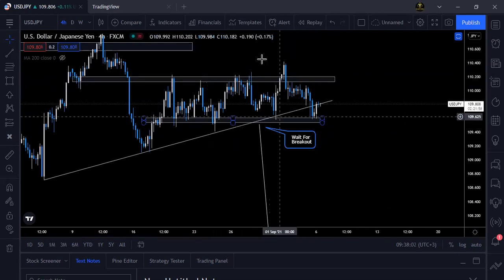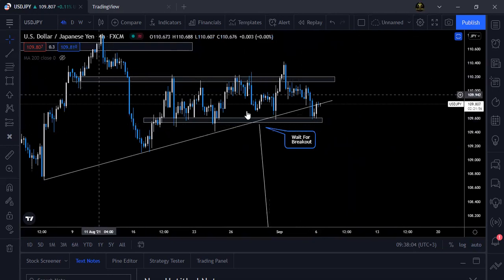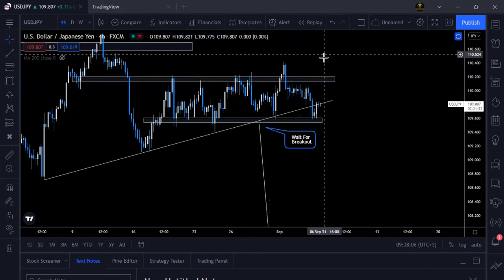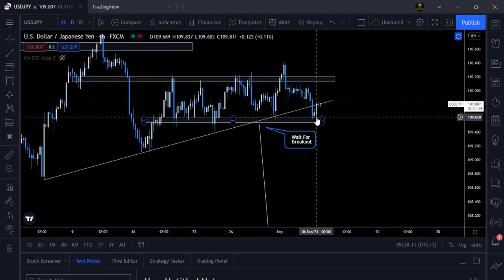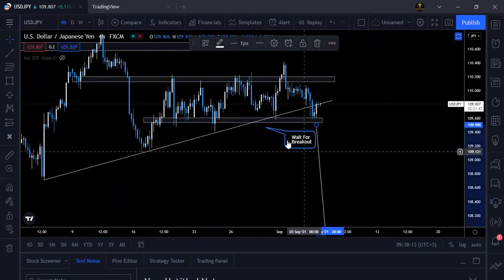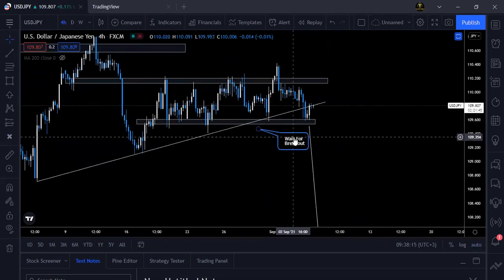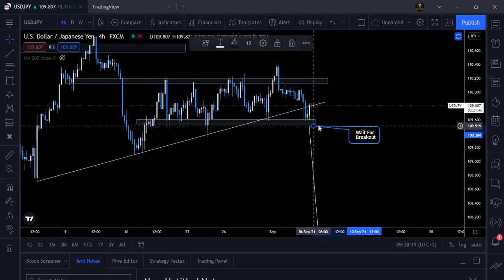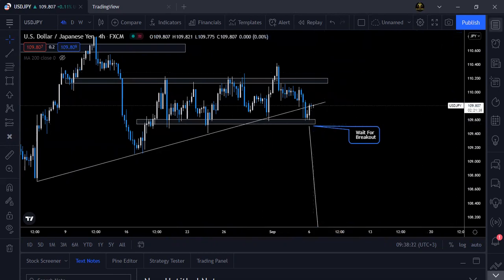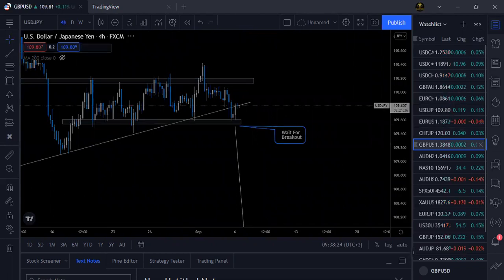So I'll be waiting for a breakout out of this before I actually take a trade. If prices break above again up here, then I'll know this time is for sure, and I'll be looking for longs. But my bias is still very bearish, waiting for prices to actually just break below here so that we can actually go short and keep on selling, right? Nice.